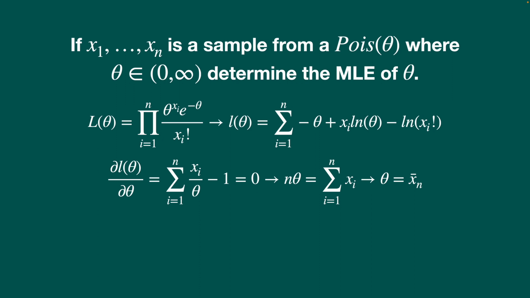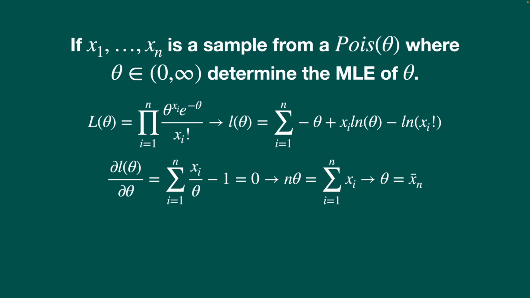So we have the sum of x_i divided by theta equals n, and then we can multiply that by theta. So then we have n theta equals the sum over all of our x_i's, which implies that theta equals x bar n. That should be pretty standard, and that is our maximum likelihood estimate. But don't forget, you have to check that it's right.